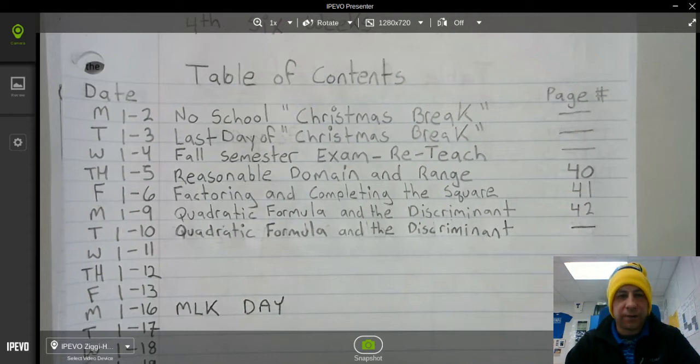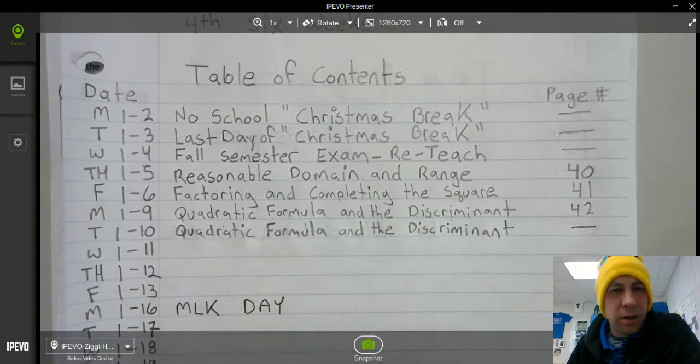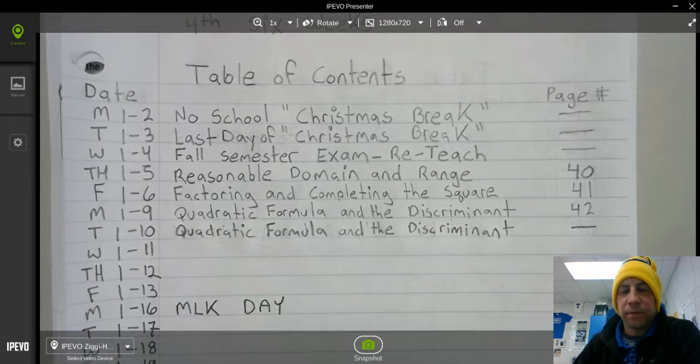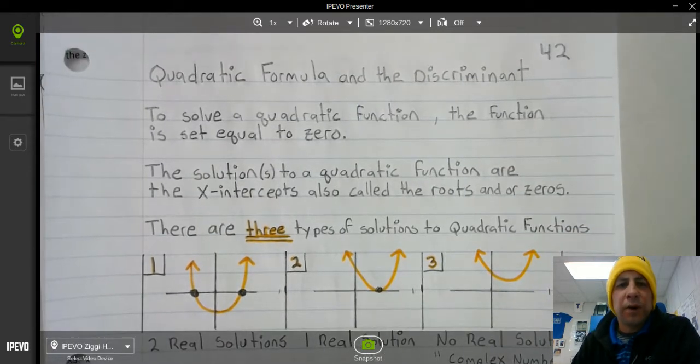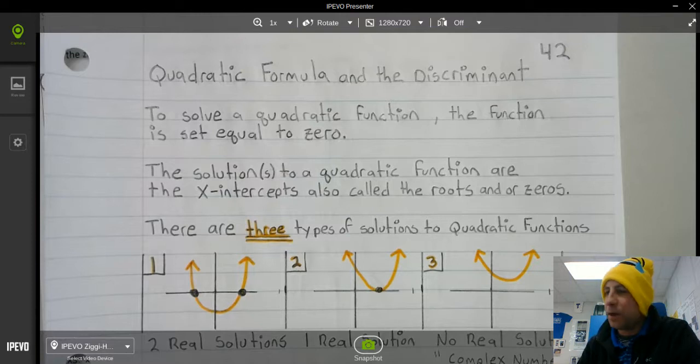Welcome again, Wildcats. All right, so today we're looking at Monday, January 9th, and we're looking at the quadratic formula and the discriminant, and that's going to be on page 42. So if you would, update your table of contents. All right, now that your table of contents are updated, let's look at our notes. All right, so today we're going to solve quadratic functions, okay?